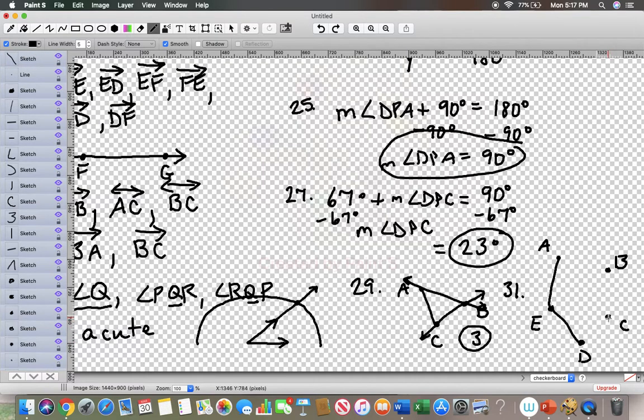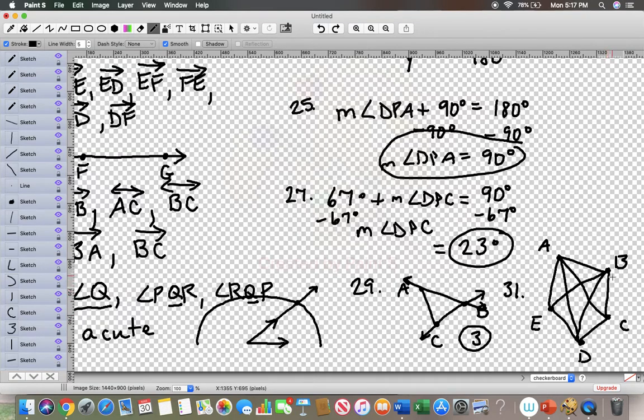E to D. C to D. B to C. A to B. All right, how many lines is that? 1, 2, 3, 4, 5 lines so far. What about a line from A to D? That's 6. What about a line from A to C? 7. What about a line from B to E? 8. B to D? 9.